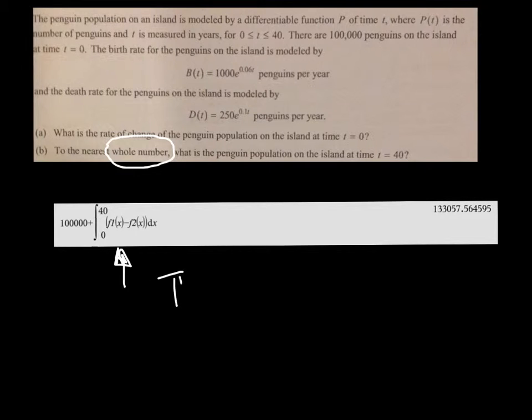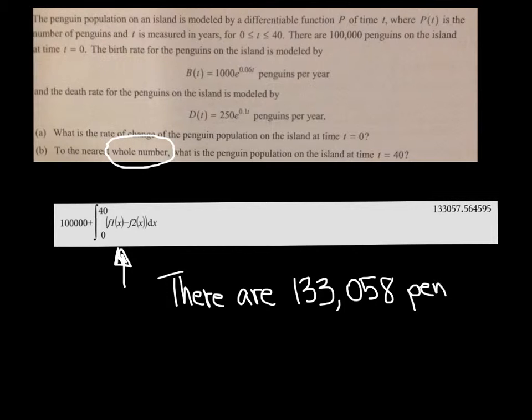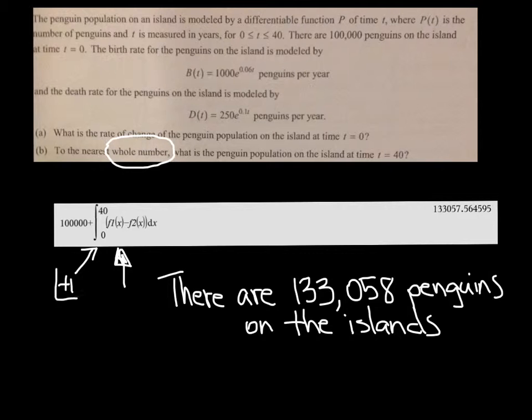So we would say there are 133,058 penguins on the island. Okay, great. Now let's go on to part C. Oh, and by the way, for this problem you would get 1 point for having the limits correct on your integrand, 1 point for the correct integrand, and 1 point for the correct answer.